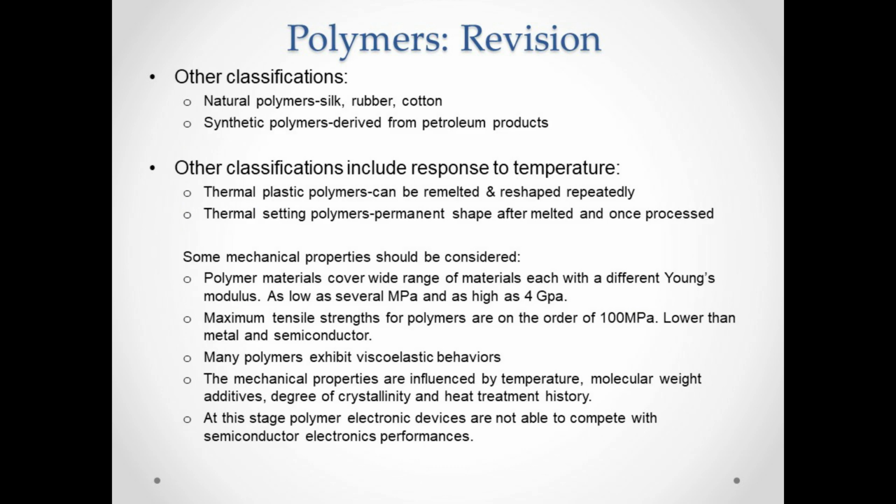Slide 19 shows us another type of classification, whether we want to classify them as natural polymers or synthetic polymers. The natural polymers consist of silk, rubber, cotton. For synthetic polymers, usually we make them using petroleum products.